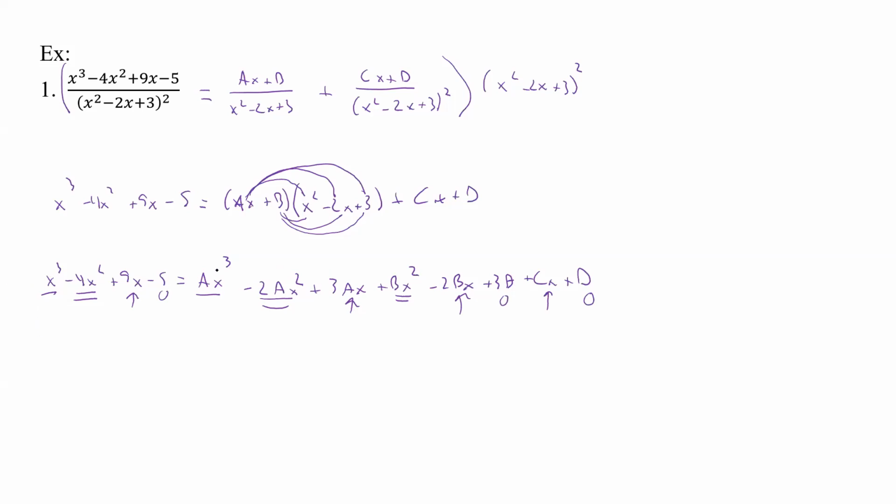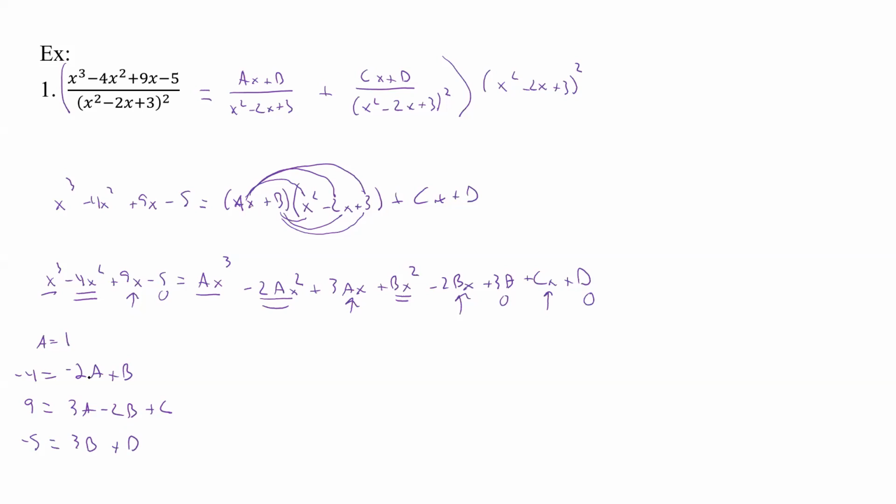So 1 is equal to A. So that one is nice. We already have one of our variables. Now here, this one says 1 equals, where's x squared? Okay, minus 4 equals minus 2A, then plus B. And then here we have a 9 equals 3A minus 2B, and then plus C. And then here we have a negative 5 equals 3B plus D.